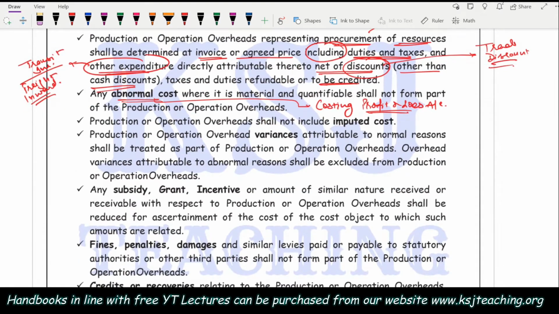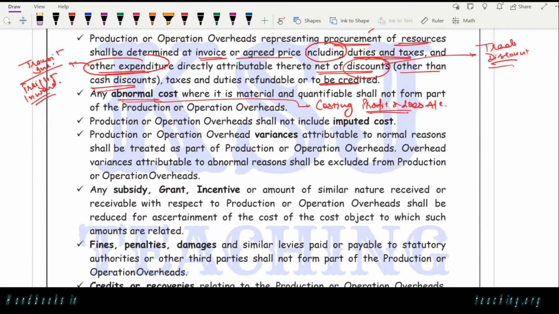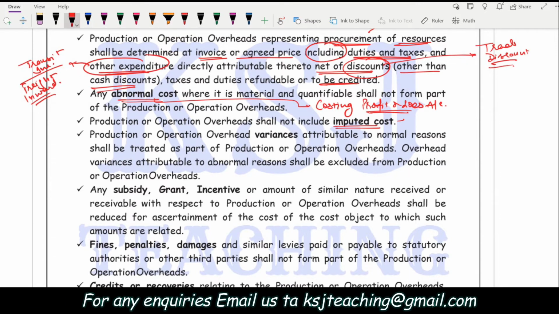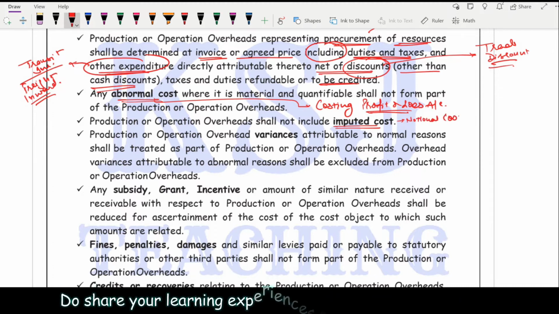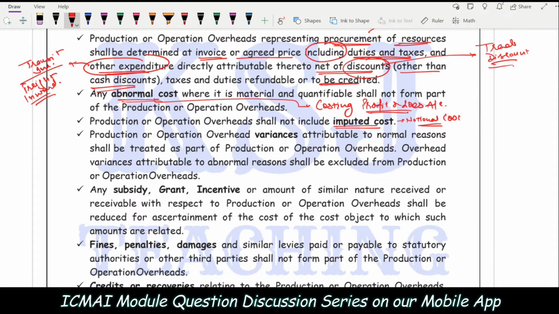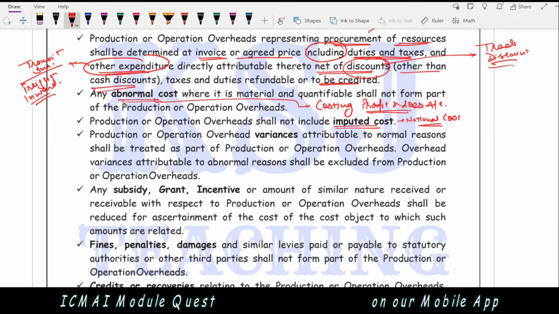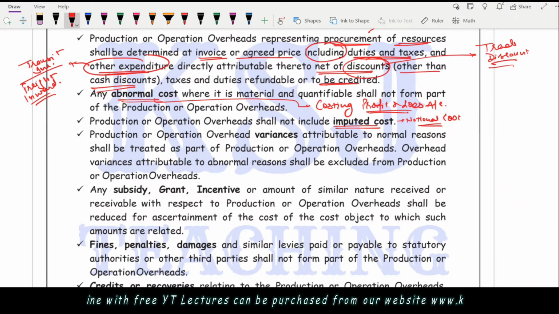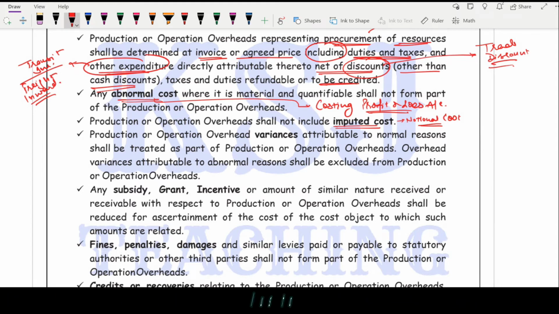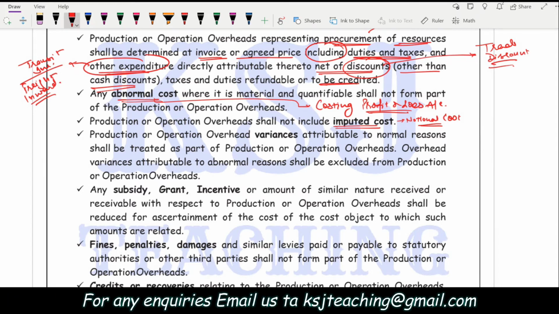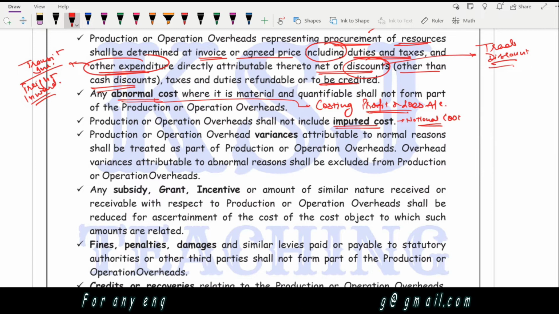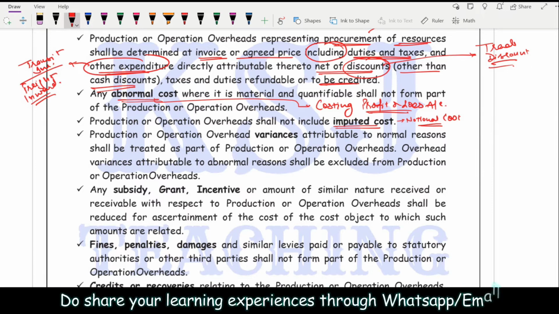Then production or operation overheads shall not include imputed cost. Imputed cost is nothing but notional cost, that is, the cost which has not actually been incurred, right? Depreciation, isn't it? But yes, sometimes it forms part of that also. Normally we do not take it. Normally we have to take only the cost which has actually been incurred. In case of depreciation, there is only wear and tear of the asset. There is no actual cost that has been incurred, right?